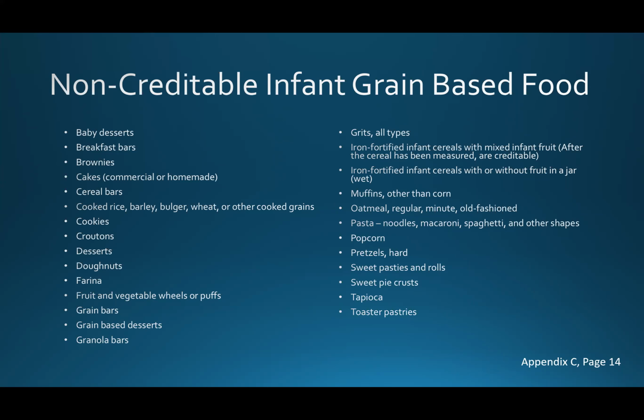Iron-fortified infant cereals with or without fruit in a jar that is wet, muffins other than corn, oatmeal, regular, minute, and old-fashioned, pasta, noodles, macaroni, spaghetti, and other shapes, popcorn, hard pretzels, sweet pastries and rolls, sweet pie crusts, tapioca, and toaster pastries.